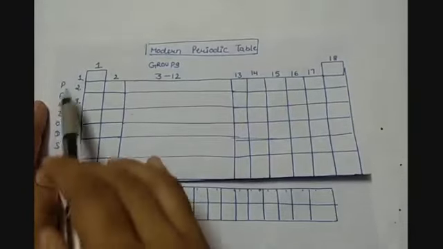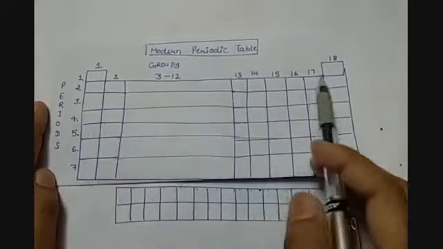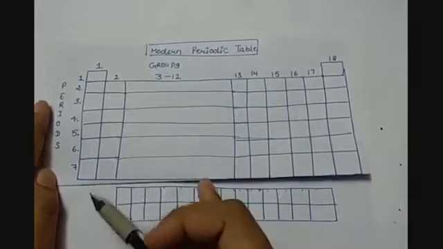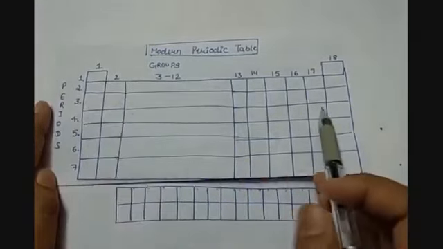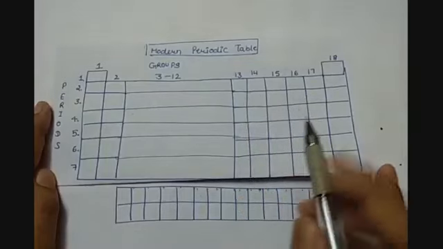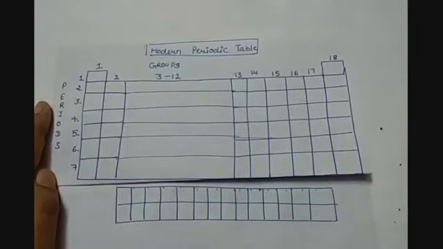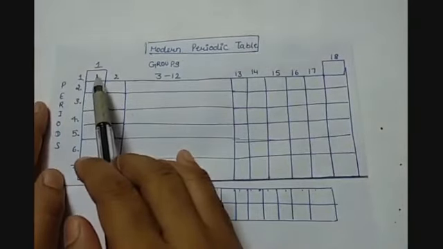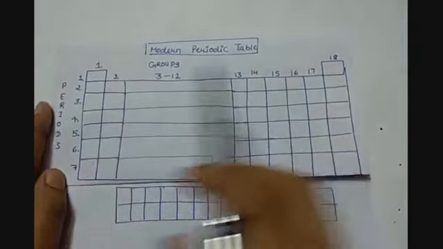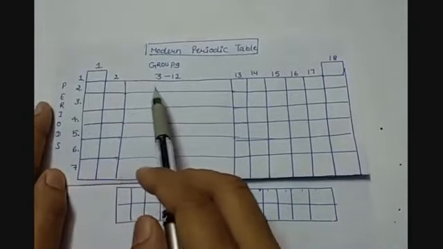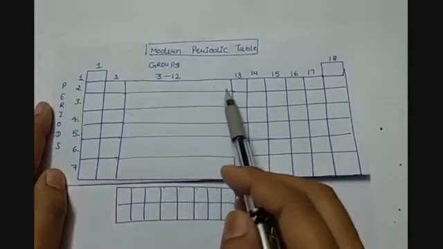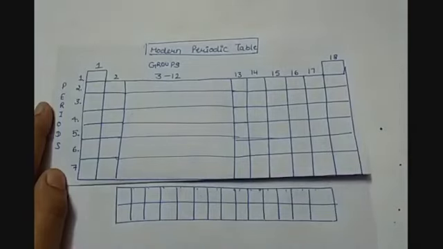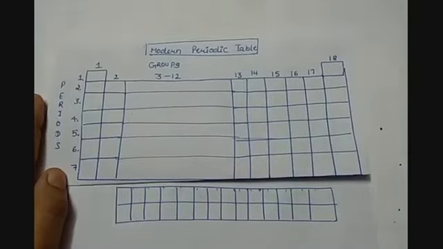The second term is periods. The horizontal rows in the periodic table are called periods. We have a total of 7 periods, and as we go from left to right in a period, the atomic number increases sequentially. For example, here we will have the element with atomic number 1, then 2, 3, 4, 5, 6, 7, 8, 9, 10, 11, 12, 13, 14, 15, 16, 17 and 18. This way we'll be filling up the modern periodic table with the elements.